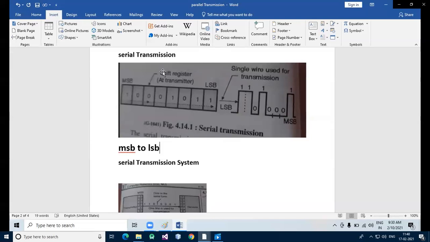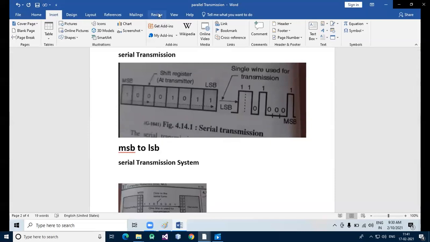Hence, the serial transmission is preferred for long distance data. So, serial transmission is preferred for long distance data communication. This is the advantage of the serial transmission over parallel transmission. It enables long distance data communication, right?